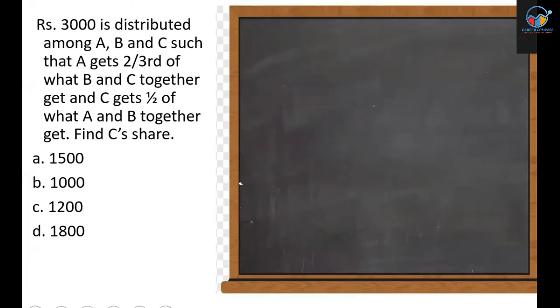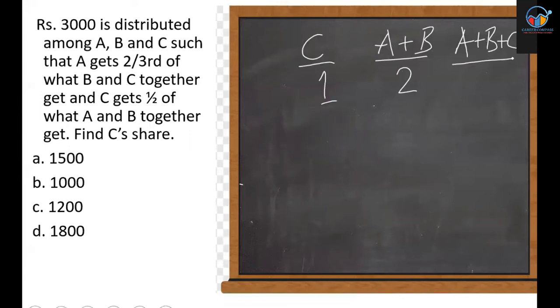First of all, you can see they have said, if I read the second part of the statement, that C gets half of what A and B gets, which means if A and B together get 2, then C will get 1, which implies A, B, C together will get 1 plus 2, which is 3.